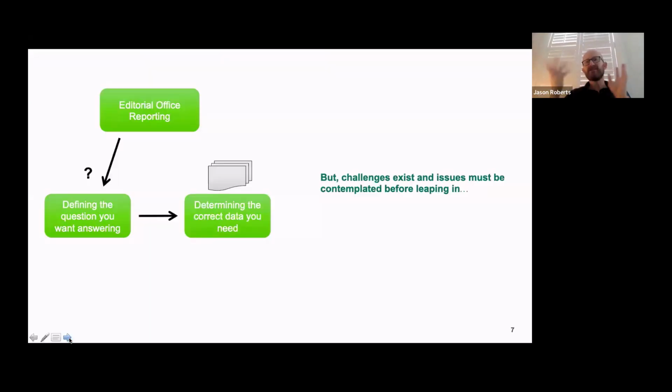Okay, so issues to consider when you're developing reports. On the outside, editorial office reporting seems really easy. You define the question you want answering, and you determine the correct data that you need.